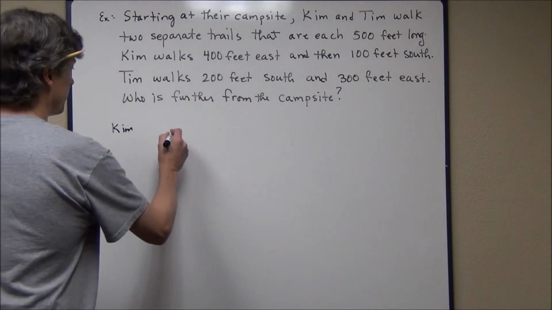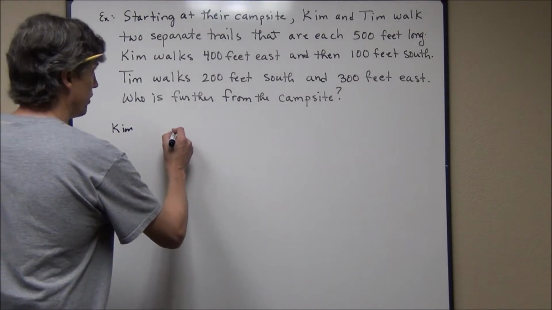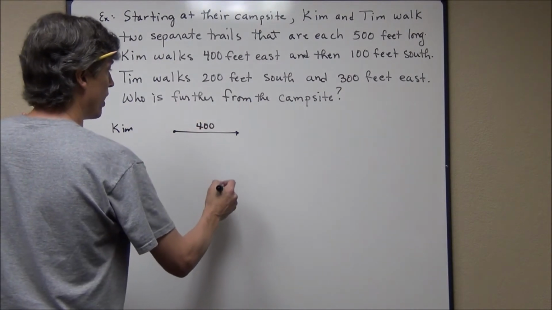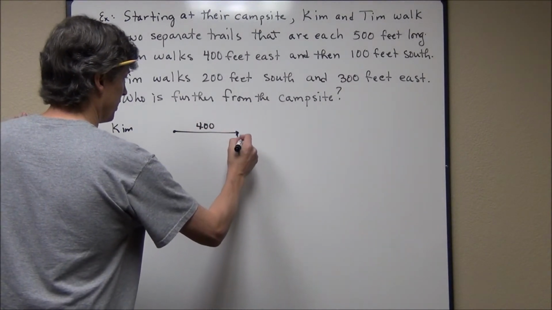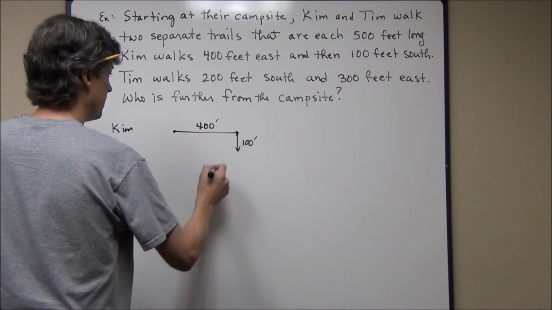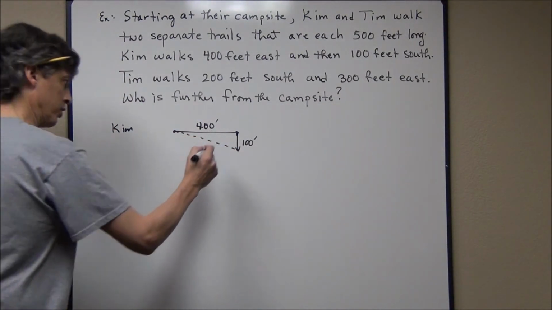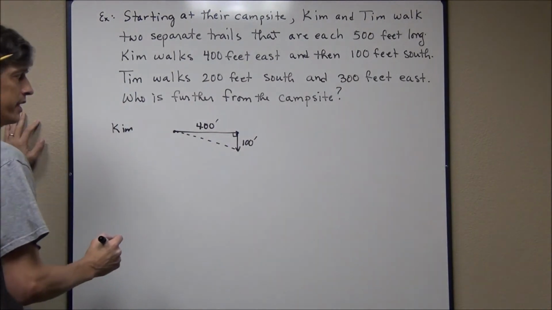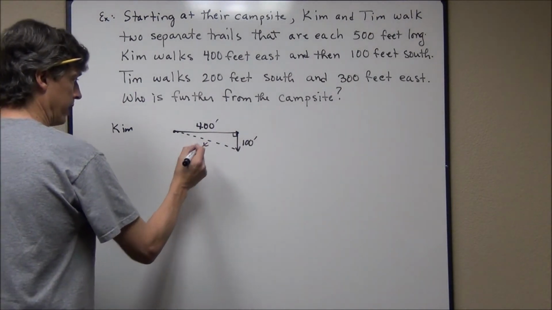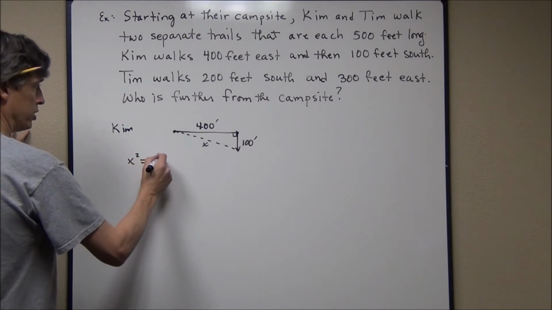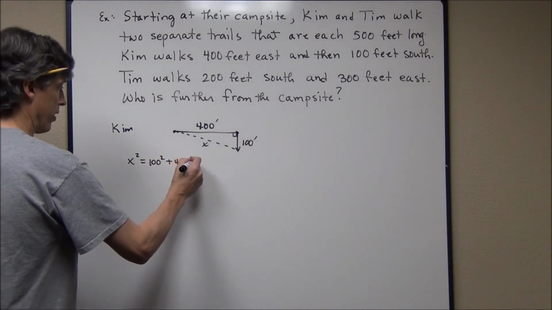Here's the campsite, he walks 400 feet this way, east, and then he walks 100 feet south, like this. So we want to know how far he is from the campsite. Looks like a right triangle. Looks like the Pythagorean theorem. I'll call this x. And I have x squared equals 100 squared plus 400 squared.